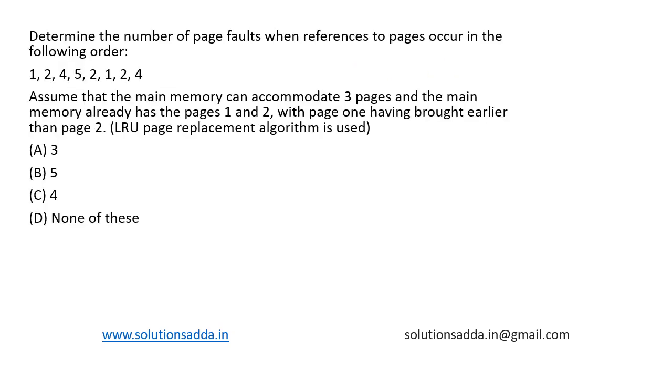This is a question from operating system. Determine the number of page faults when references to the page occur in the following order: 1, 2, 4, 5, 2, 1, 2, 4. Assume that the main memory can accommodate 3 pages and the main memory already has the pages 1 and 2, with page 1 having been brought earlier than page 2. Least recently used page replacement algorithm is used. Let's write the reference string once again. We have 1, 2, 4, 5, 2, 1, 2, 4, and the main memory has 3 pages.